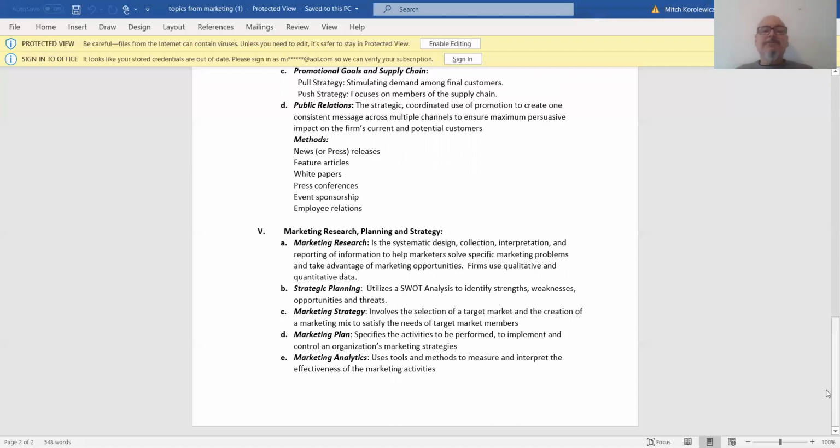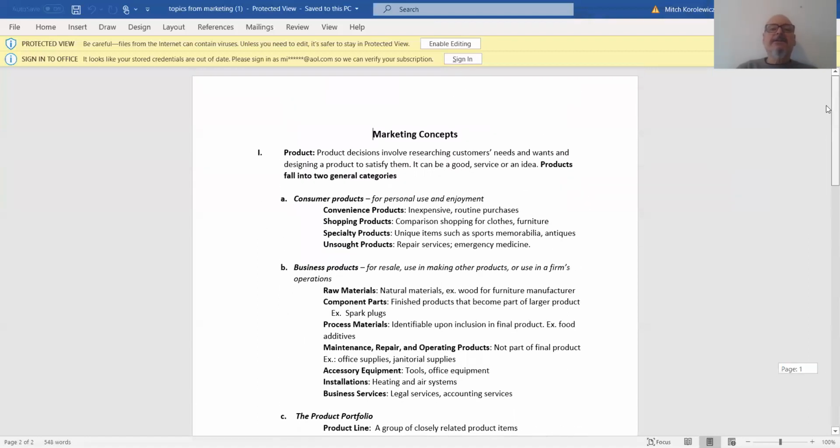You guys just completed a marketing plan. I'll have those graded by this week, but a marketing plan specifies the activities to be performed, to implement, and to control an organization's marketing strategies. And then this whole idea about marketing analytics uses tools and methods to measure and interpret the effectiveness of the marketing activities.